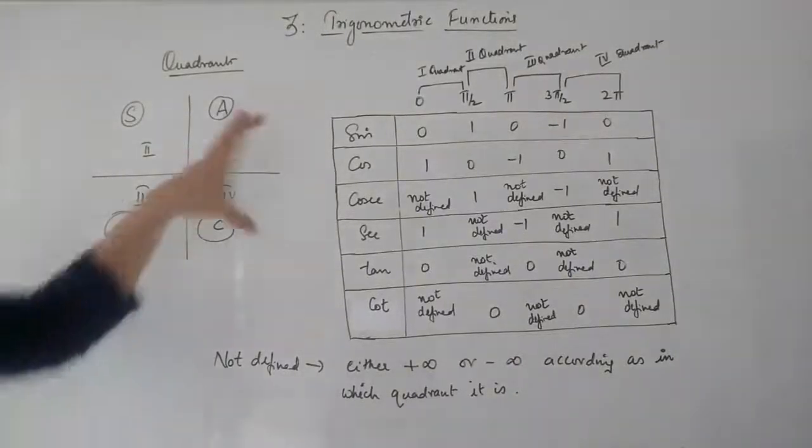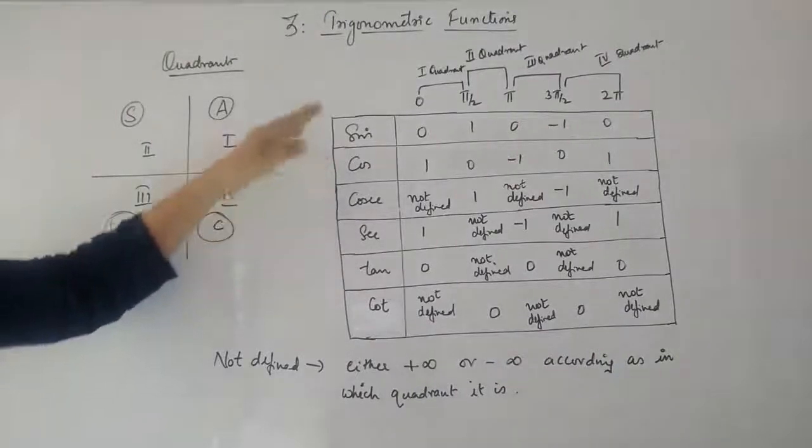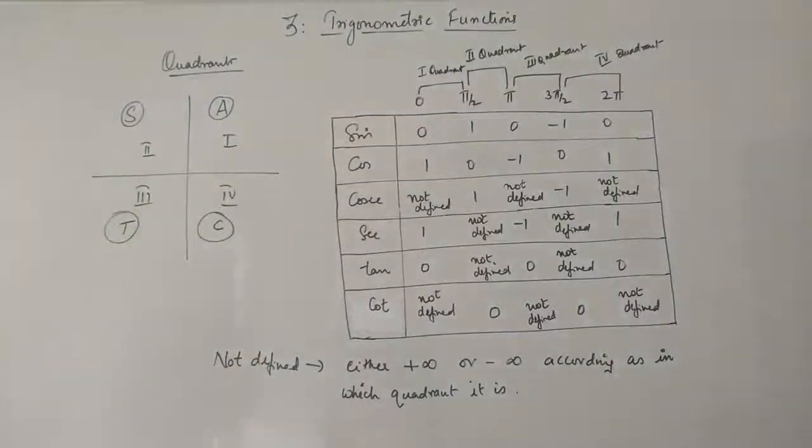Understood all the behavior of the trigonometric functions in different quadrants? Clear?